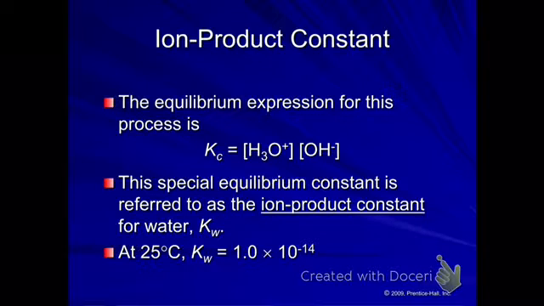And for water, now it could be any ionic compound or any acid or base, but if we're talking about water, we give it an extra special symbol. We call it K sub W, W for water. At 25 degrees Celsius, water will have an ion product constant of 1.0 times 10 to the negative 14.